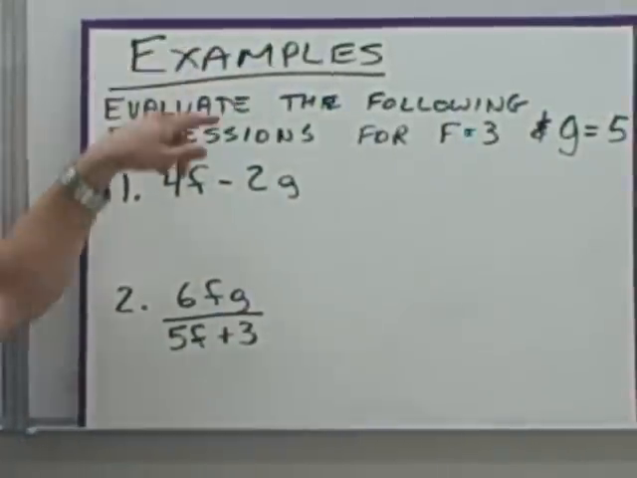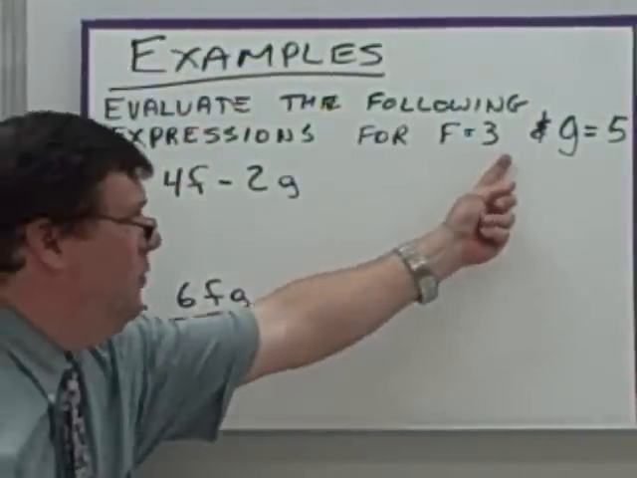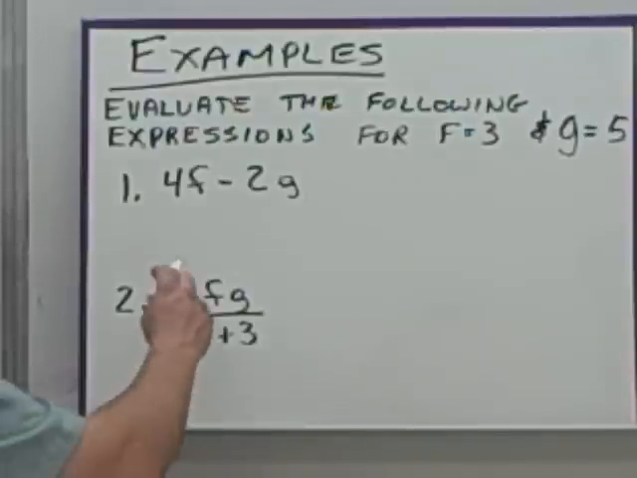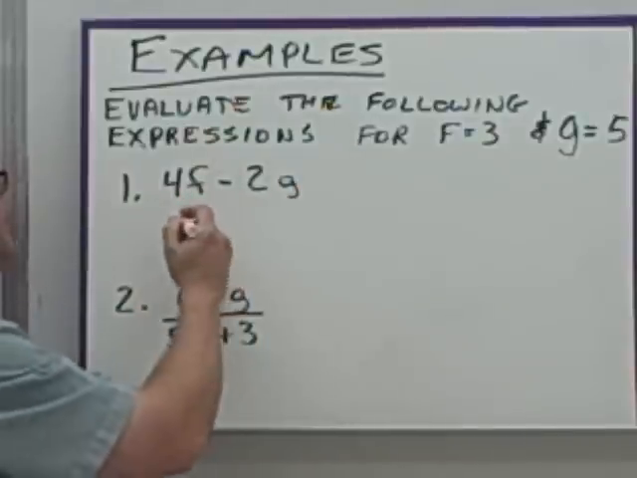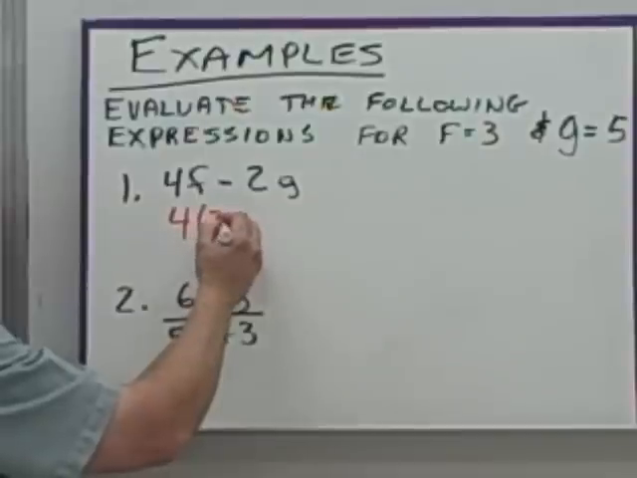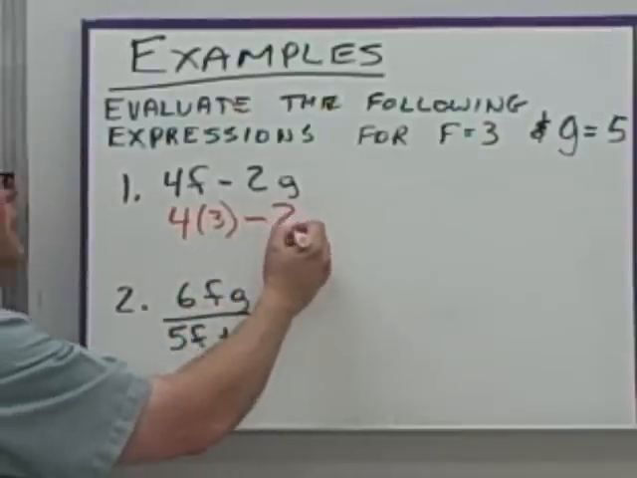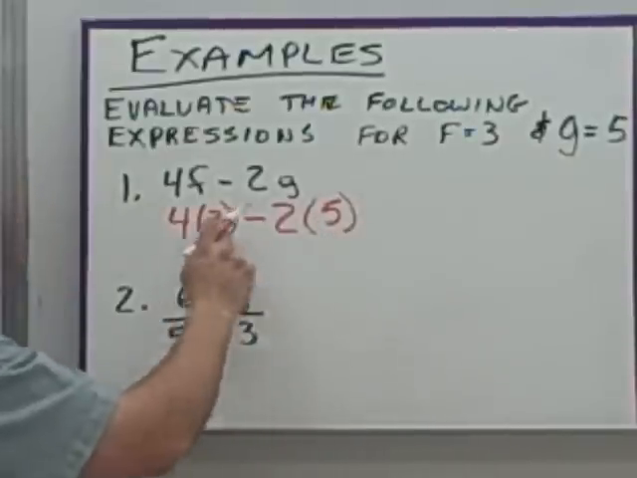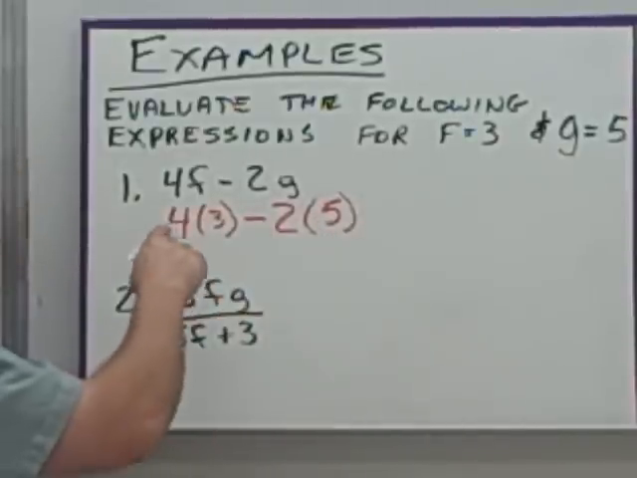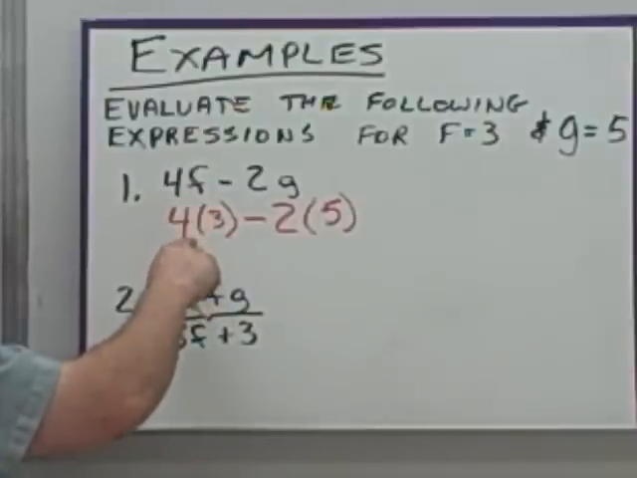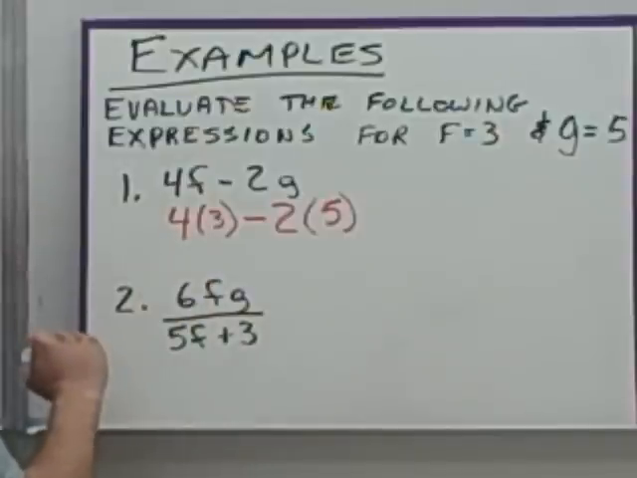Examples. Evaluate the following expressions for f equals 3 and g equals 5. All right, so first step is to replace the variables with the values. So instead of 4 times f, I'm now going to have 4 times 3 minus 2. Instead of being times g, it's now times 5. Notice how I put the parentheses in there? It helps me remember that I'm going to be multiplying these things. This does not become 43, it becomes 4 times 3.